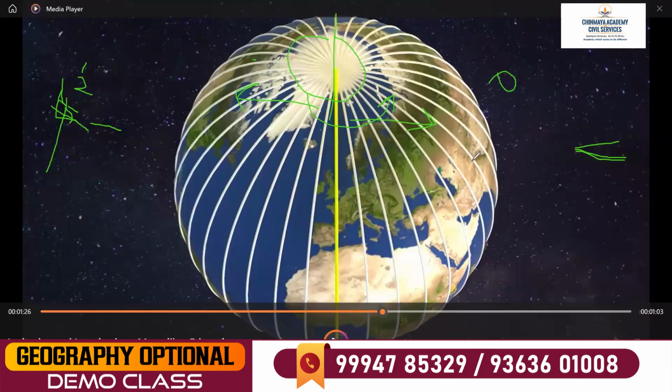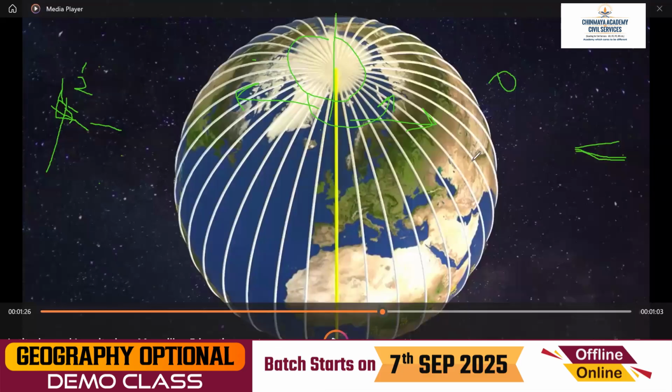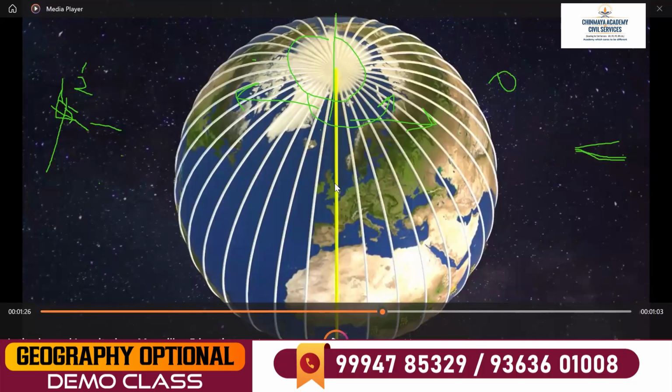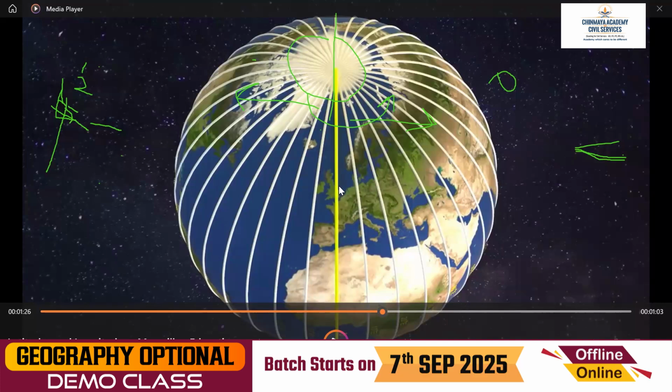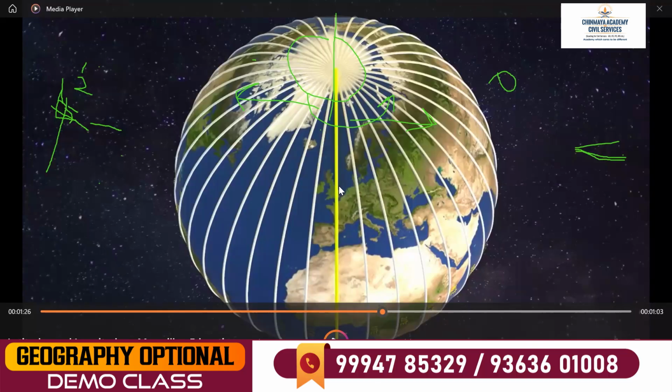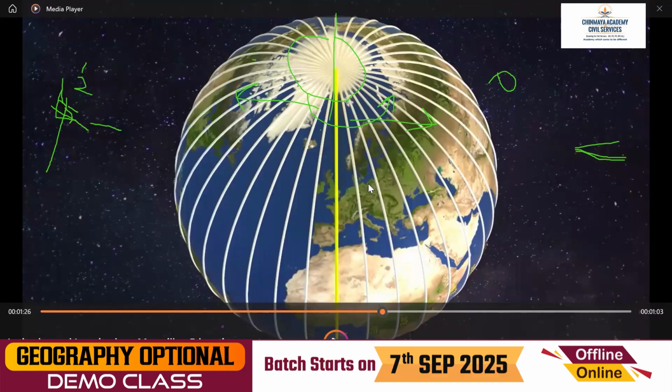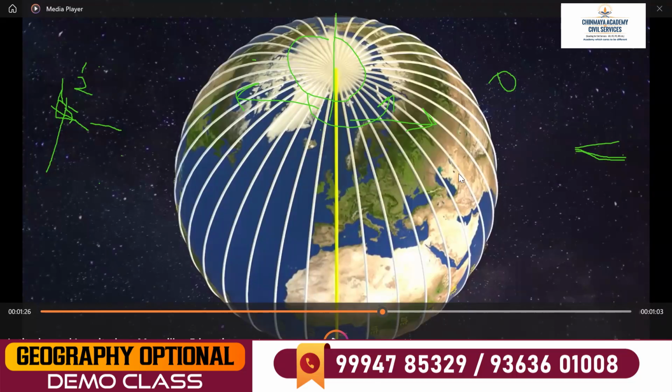Now UK midnight, 12 noon, 12 midnight. But in India 5:30 AM. This is the difference. How do we have that 5:30 AM? 1 hour, 2 hours, 4 hours, 5 hours. 5 into 15, 75. So 75 degrees plus 7.5, 82.5 degree longitude passes at the center of India.